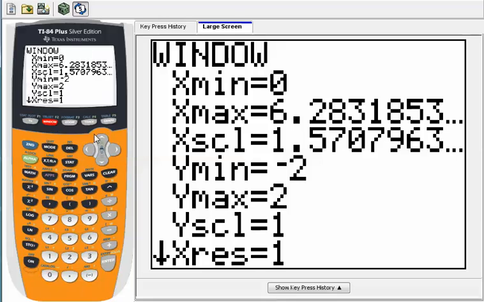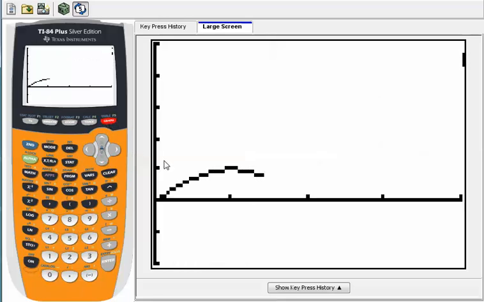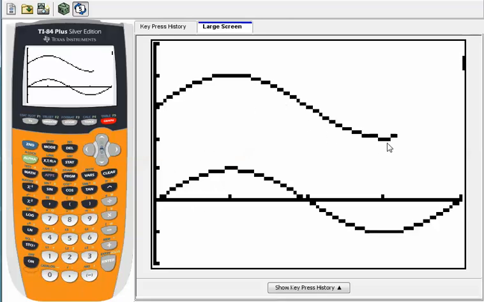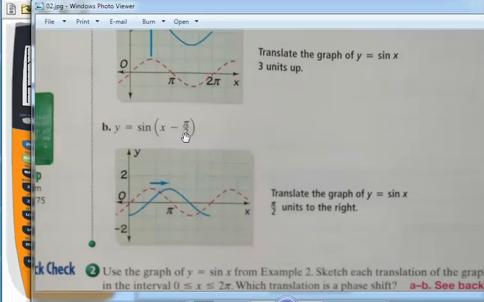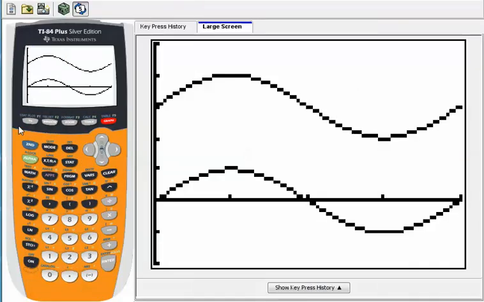And my window coordinates are as high as 2, so I better adjust this. I'm going to set this as high as, how about 5? Okay, I'm going to hit graph now. Let's take a look. And look at that. It's been moved up 1, 2, 3 notches up. Okay, part B is asking us to move it to the right by pi over 2 units. Not a problem.